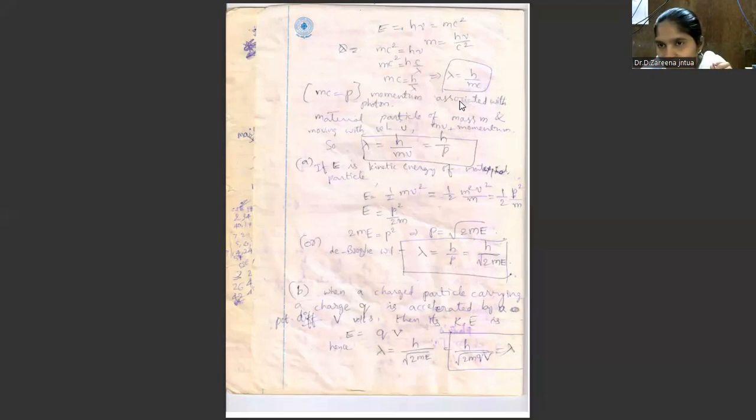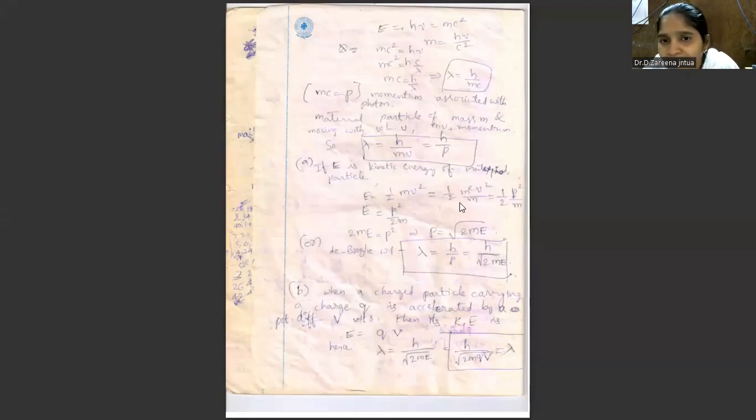What are we trying to derive now? We are trying to derive the de Broglie wavelength lambda. Lambda is equal to h by mc. mc is equal to p, mass into velocity. Here, velocity of what? Of the light particle. That's why it is c. M into c is equal to p, the momentum associated with the photon. For a material particle of mass m moving with velocity v, mv will be the momentum of the particle. So lambda is equal to h by mv, which is equal to h by p.